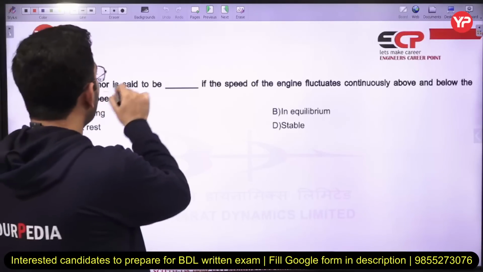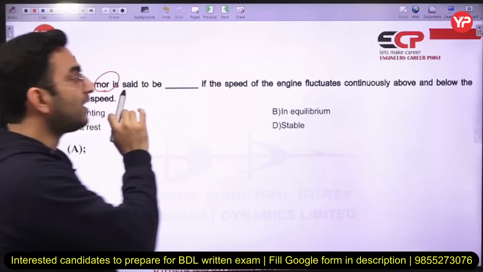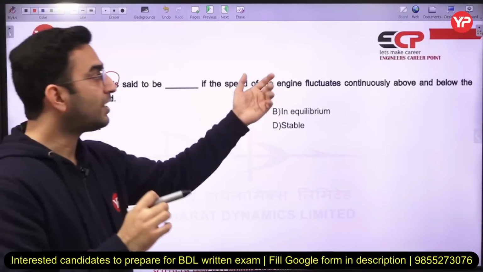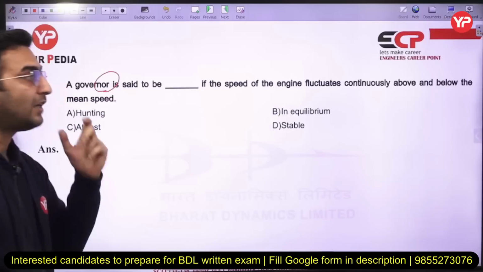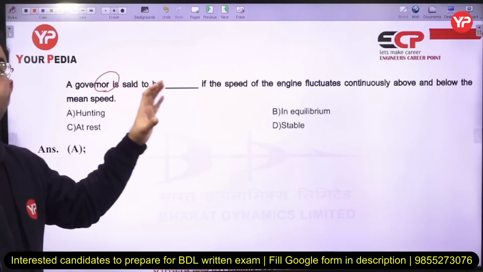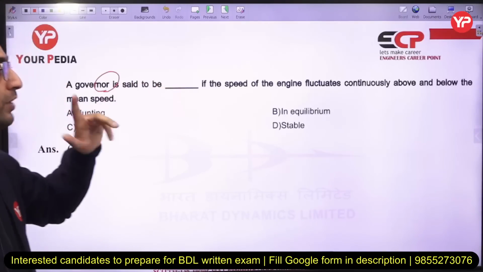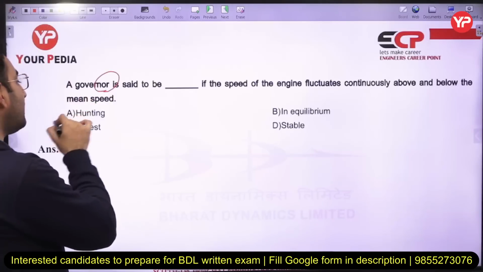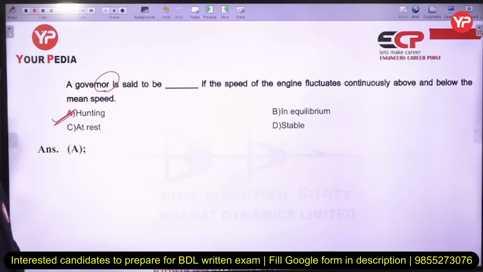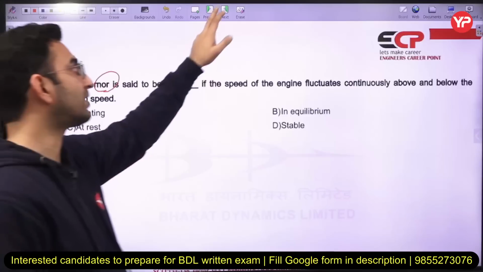Next part, a governor is said to be dash if the speed of the engine fluctuates continuously. See, if the governor is in a condition where the speed of the engine is continuously fluctuating above and below the mean speed, at that point of time we can say the sensitivity of the governor is very, very high. And due to the higher sensitivity, the corresponding condition is known as hunting here. So option number A is going to be the correct answer in this case.